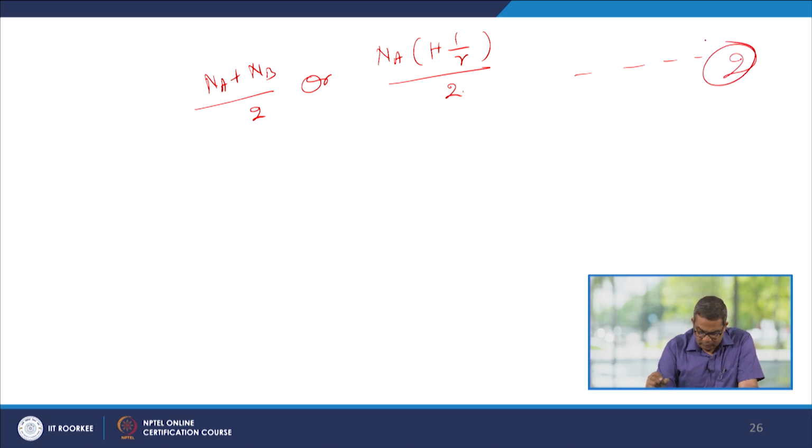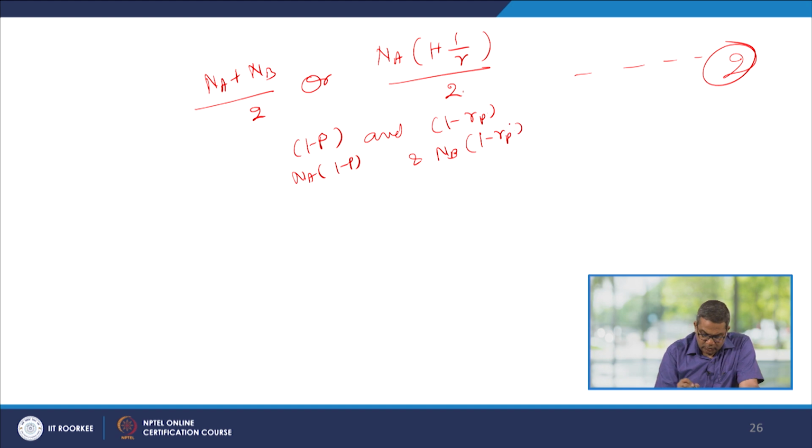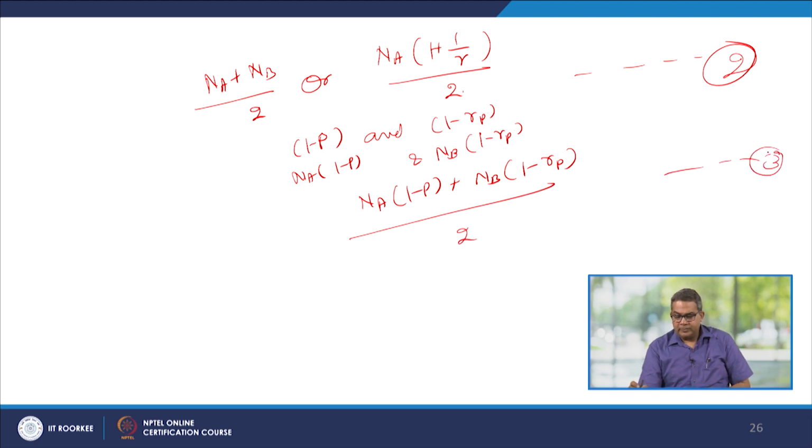We can say this is equation number 2. Now the fraction of unreacted functional groups is usually given by 1 minus P and 1 minus Rp. So the total number of unreacted functional groups can be represented as Na into 1 minus P and Nb into 1 minus Rp. So the total amount of polymer molecules is determined by Na into 1 minus P plus Nb into 1 minus Rp, over 2. Let us say this is equation number 3.